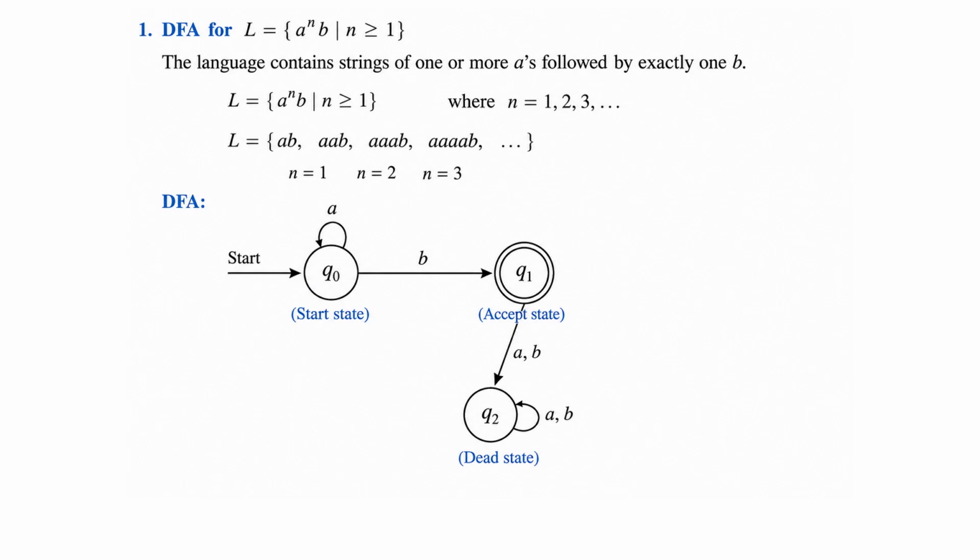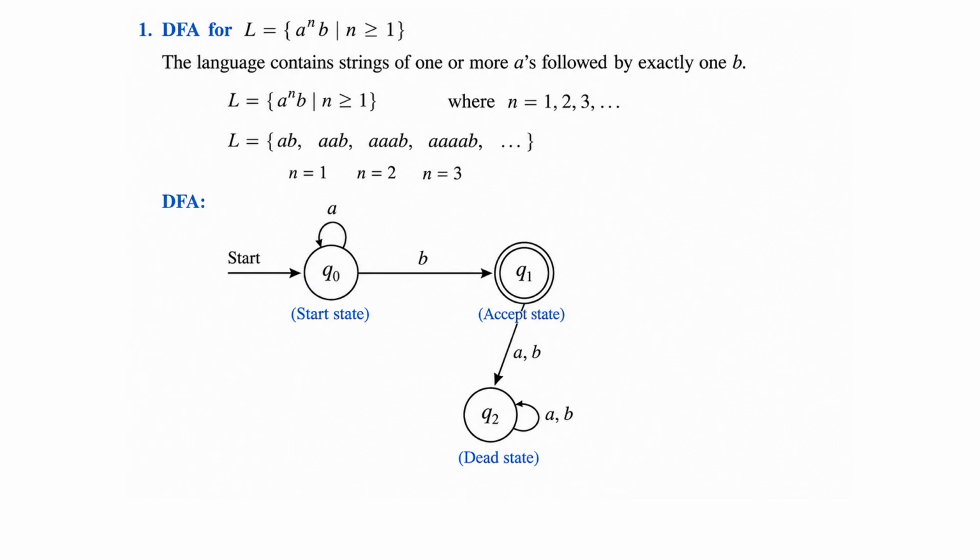So let's see an example. Design a DFA for the language L = a^n b, where n is greater than or equal to 1. Here the initial value of n is 1. Applying n = 1, you get the string ab. Applying n = 2, you get aab. Applying n = 3, you get aaab, and this goes on. So the language contains strings of one or more a's followed by exactly one b. So it ends with b, but the number of a's may vary, right?